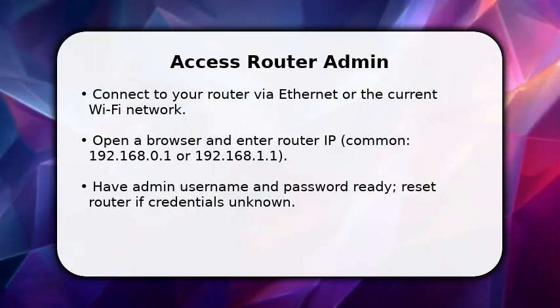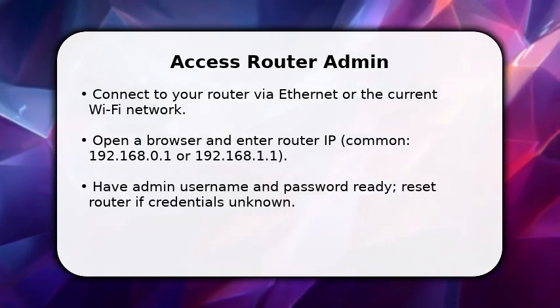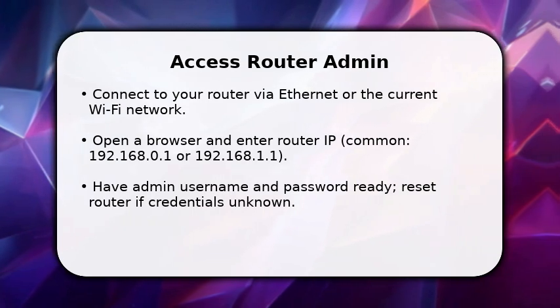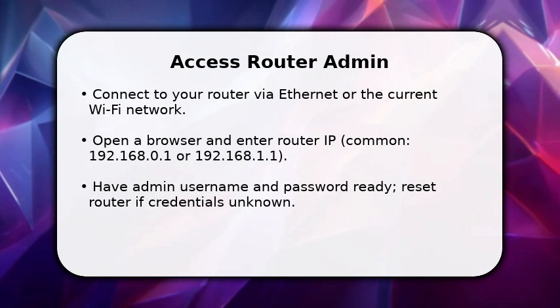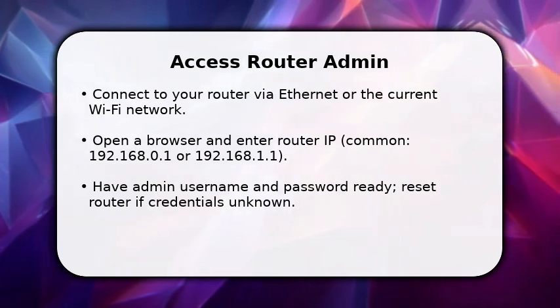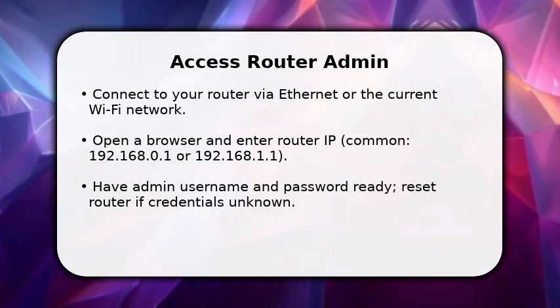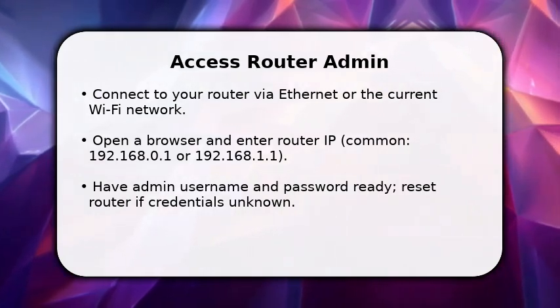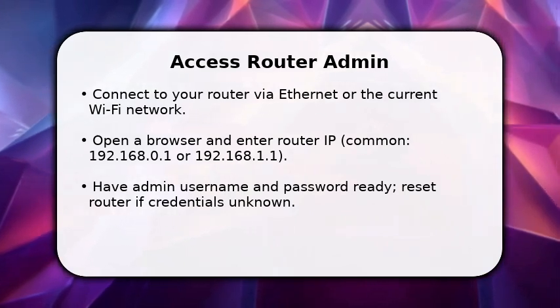You start by reaching the router interface. Connect by Ethernet or existing Wi-Fi because a stable link avoids timeouts. Open a browser and type the router IP, try 192.168.0.1 or 192.168.1.1 if unsure. When prompted, sign in with the admin username and password. If you don't know them, you'll need the reset PIN later.